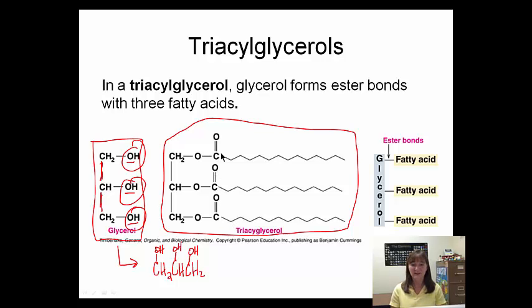So hopefully you would answer that and say, okay, when I look at my zigzag lines here, my hydrocarbon ends, I don't see any double bonds. So this guy right here, my fatty acids are all saturated. They don't have to be, as you'll see in just a few more slides.